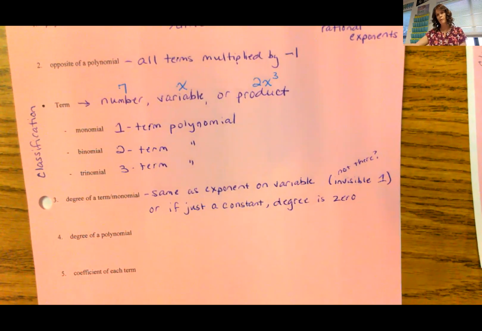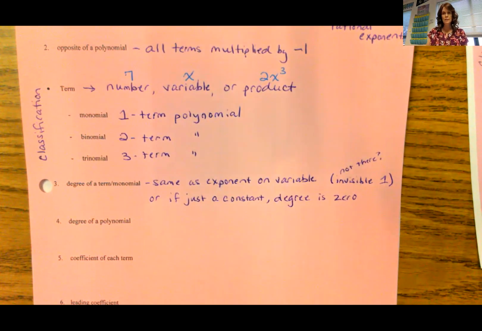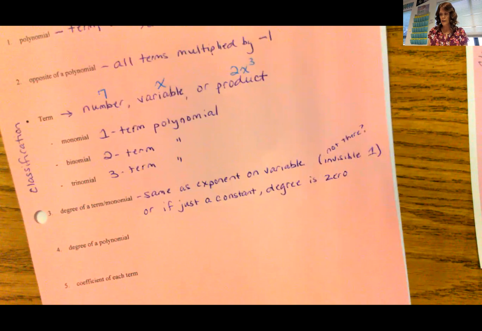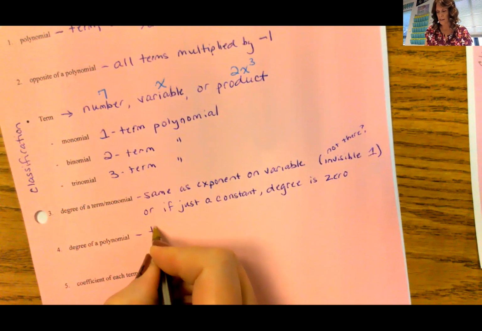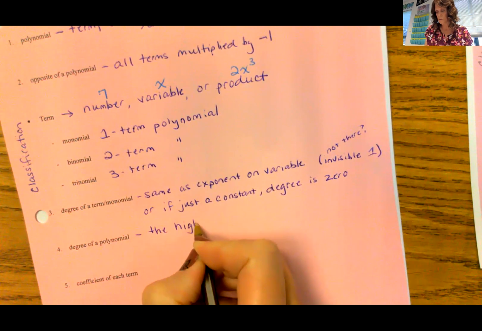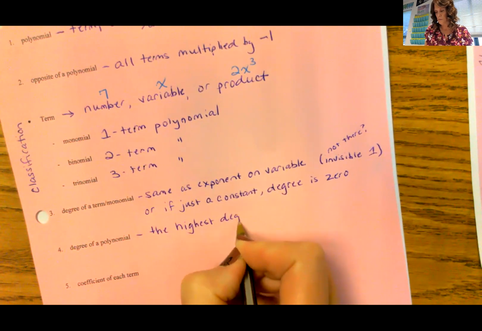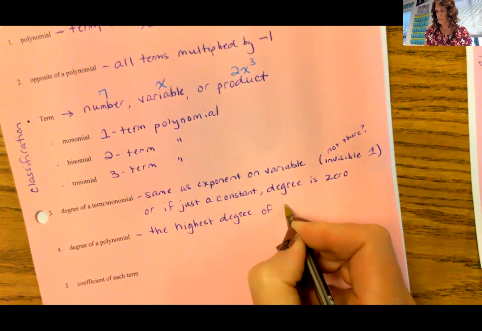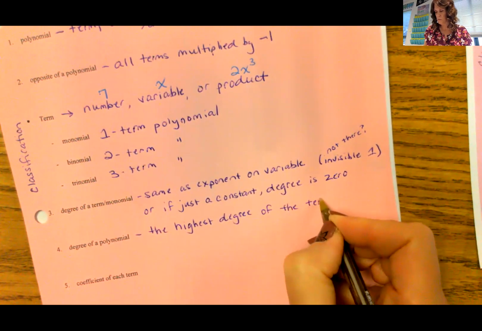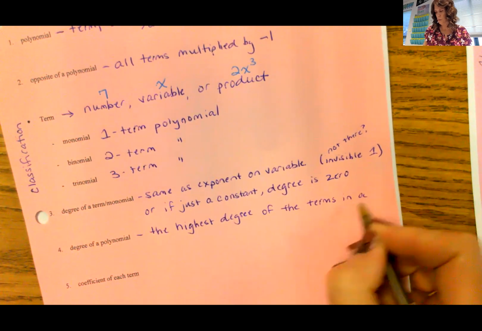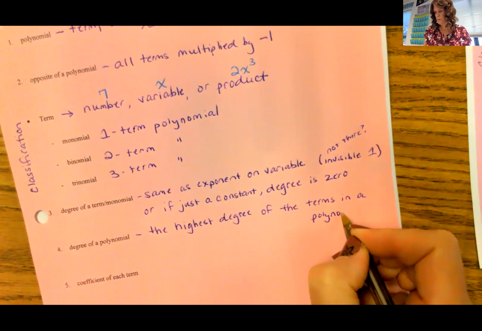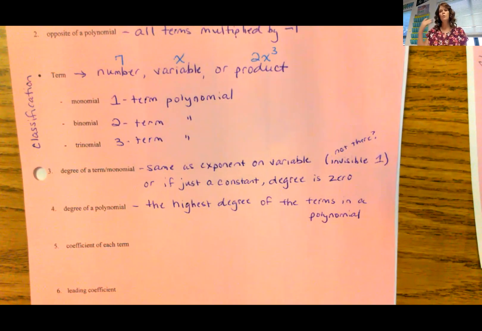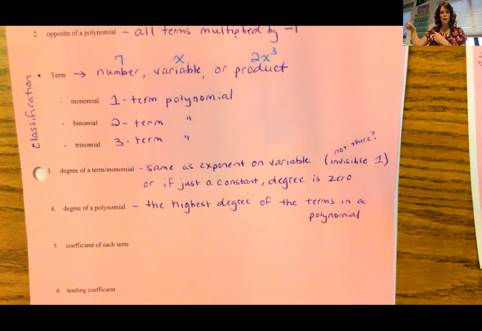Okay, what about the degree of a polynomial then, where we have maybe a sum or a difference of many terms? How do we choose what the degree is? It has to do with the degree of a term being the exponent on the variable. Well, what if there's more than one? If that's the case, the degree is the highest. So the highest degree of the terms in a polynomial. So we look at all the terms and say, well, which one has this highest degree or exponent on the variable? Okay.